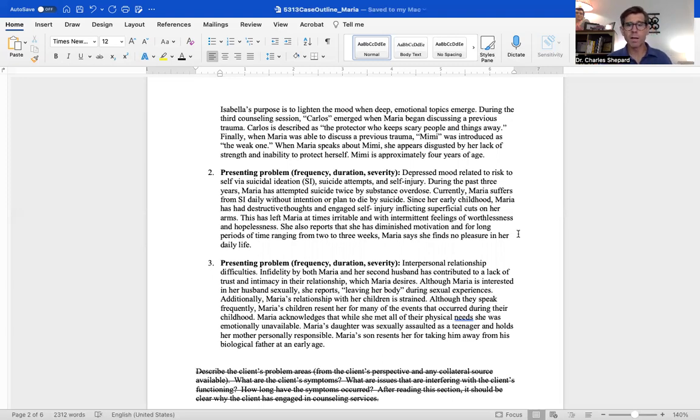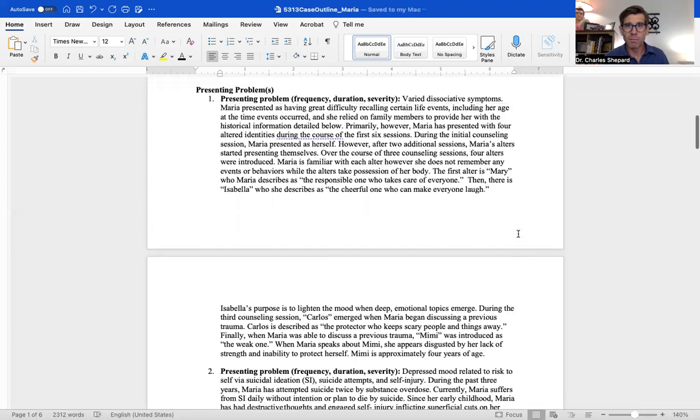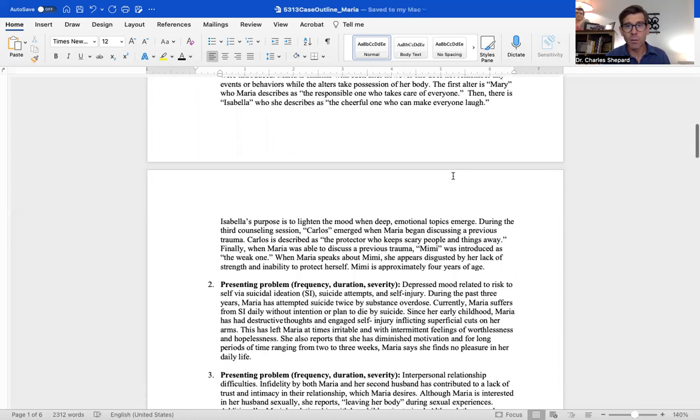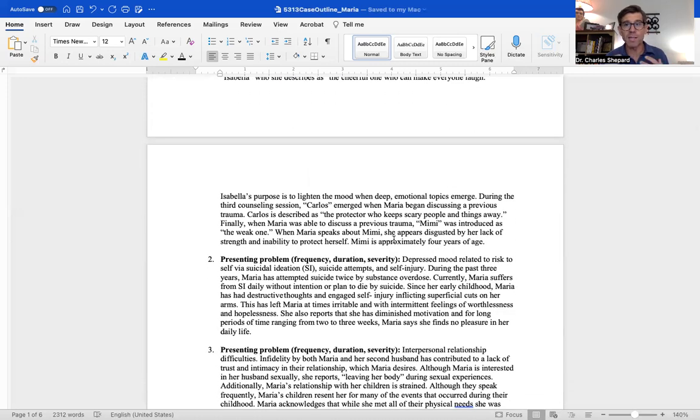So you'll note here that there are typically themes related to the alters, and it is quite often the case that the alters will be sort of manifestations of the client's whole self. So we can see Maria's sense of humor in Isabella. We can see Maria's sense of responsibility and accountability in Mary. We can also see the sort of self-protective nature of Maria in Carlos. And we also see the sense of vulnerability that Maria has in Mimi.